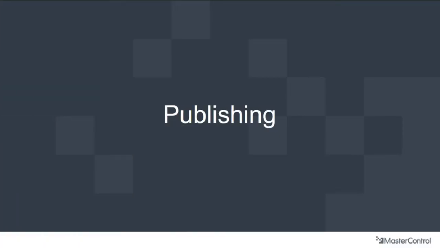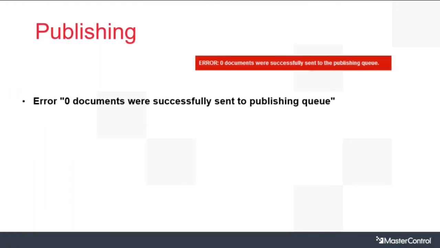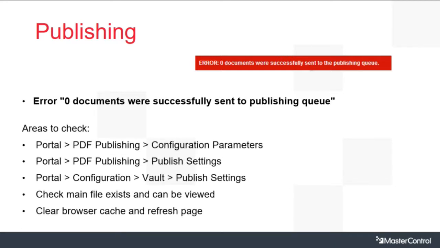So publishing, that's the next topic we've got. If documents aren't getting added to the publishing queue, or when you try and manually add, you see red winks such as 0 documents added to the queue. Key areas to check for this are the configuration parameters for publishing itself, the vault settings, publish settings, and that the main file actually exists and can be viewed from the info card. If it's missing, then obviously we can't publish that.